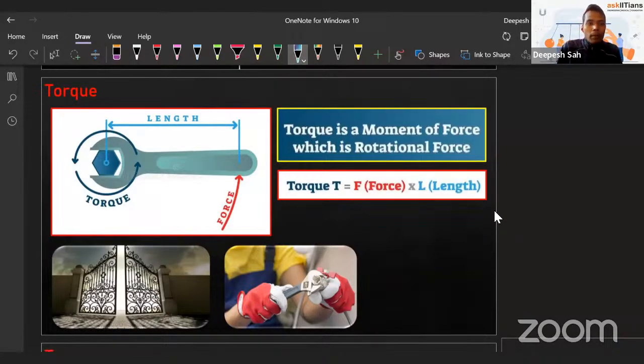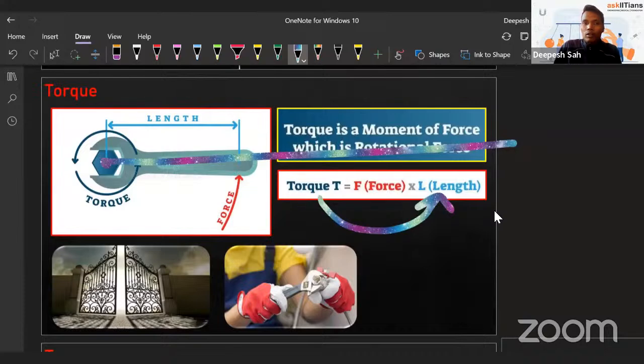Now see, because the length is bigger, automatically torque also becomes bigger, because as we can see, torque, this is the symbol for torque, is directly proportional to length. So the bigger the length, the bigger the value of torque, and the smaller the length, the smaller the value of torque.